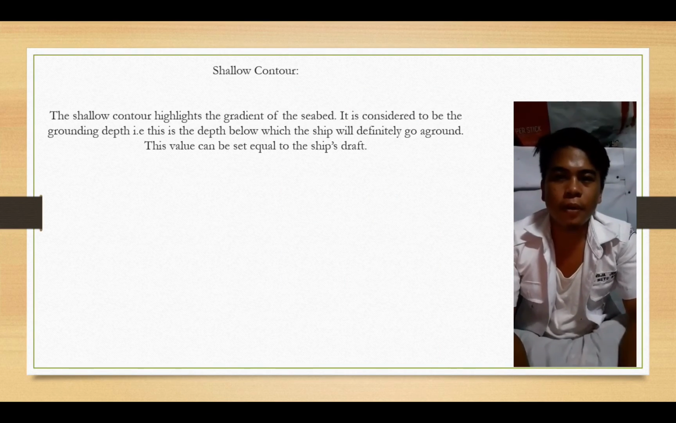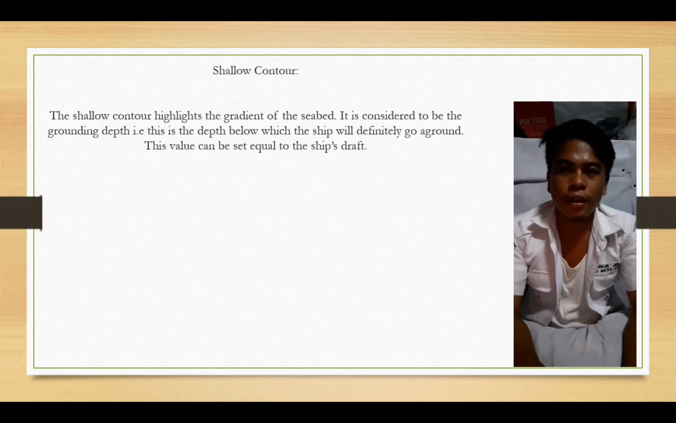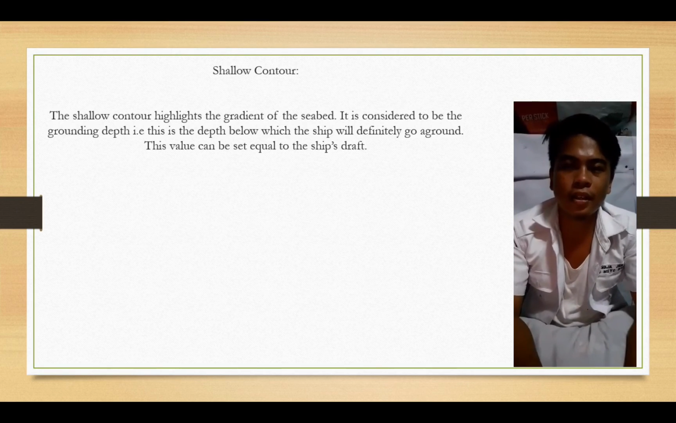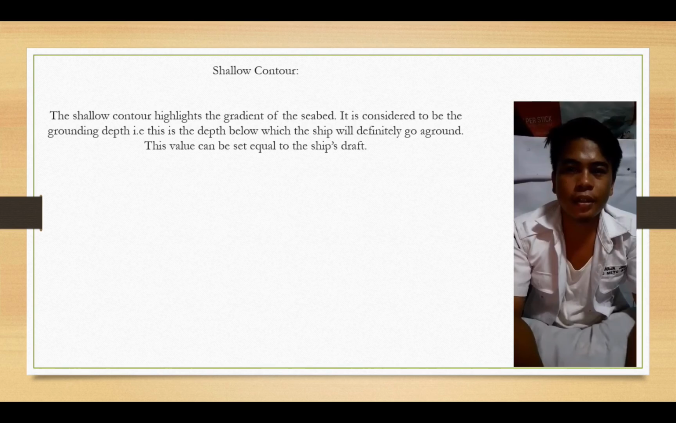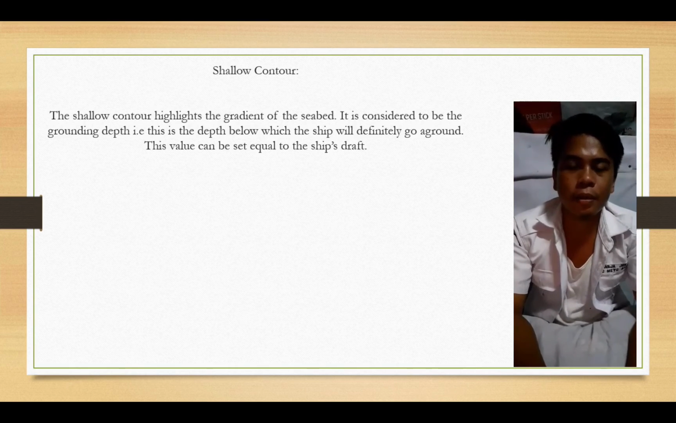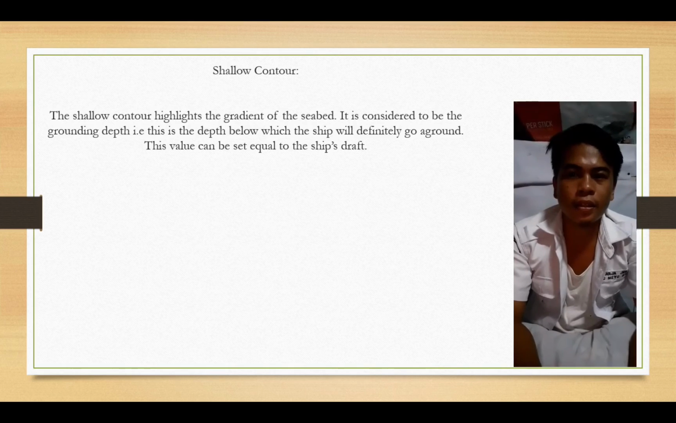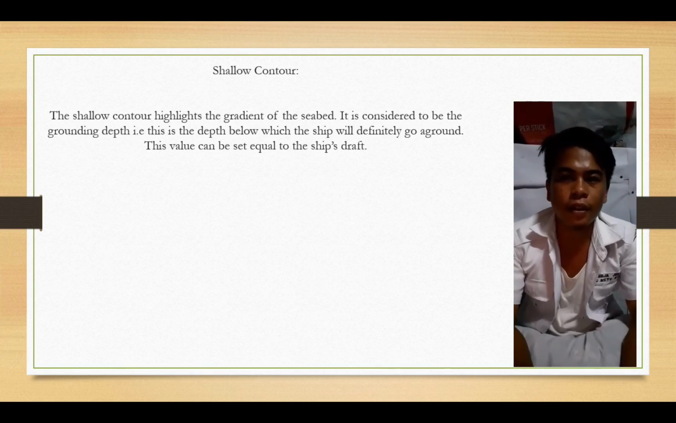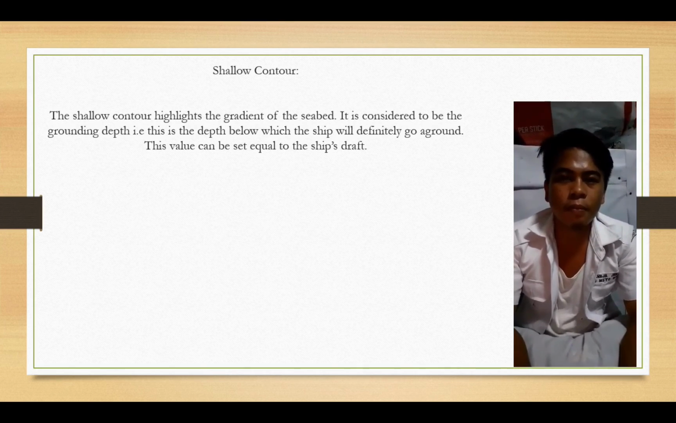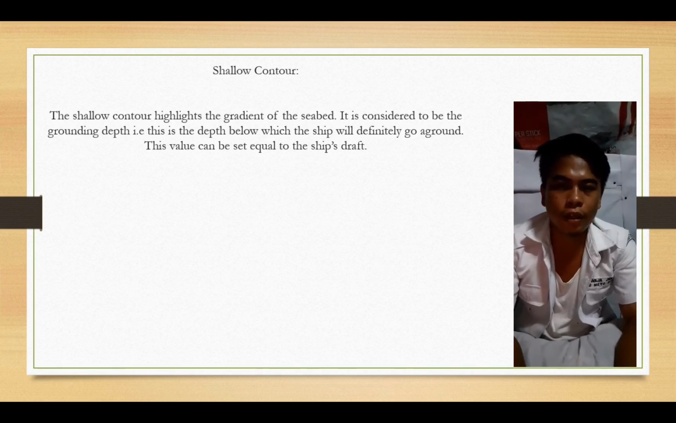My topic is all about the shallow contour. Shallow contour highlights the gradients of the seabed. It is considered the grounding depth. This is a depth below which the ship will definitely go aground. This value can be set equal to the ship draft. Therefore, if ship draft is 7.7 m, shallow contour value can be set as 8 m.